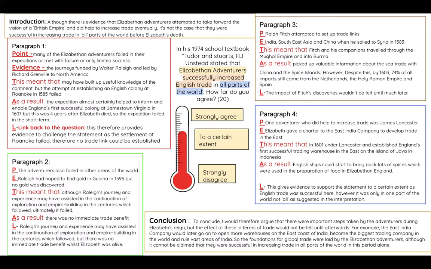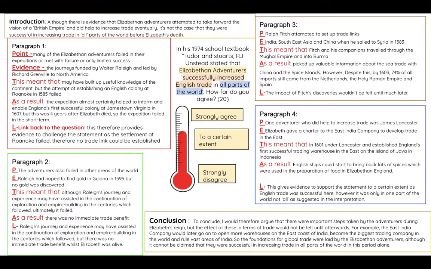However, despite this, by 1603, 74% of all imports still came from the Netherlands and the Holy Roman Empire in Spain. So the impact of Fitch's discoveries wouldn't be felt till much later, right? So he was a really important adventurer, but in the short term, wasn't that successful in setting up these trade links, you could argue.